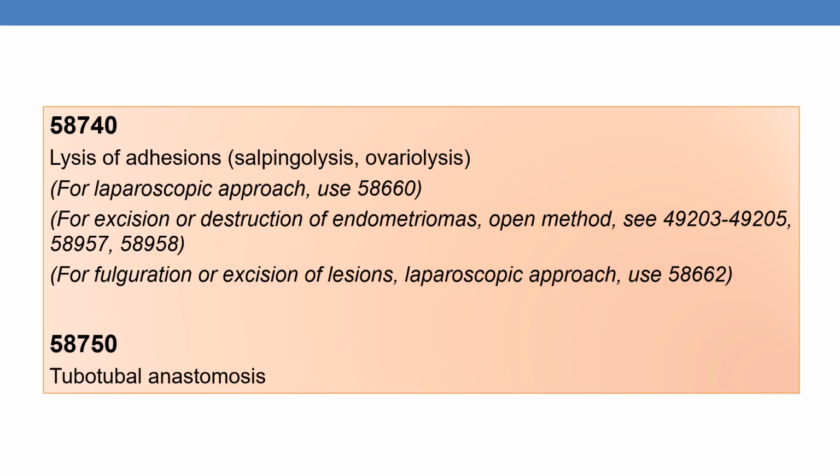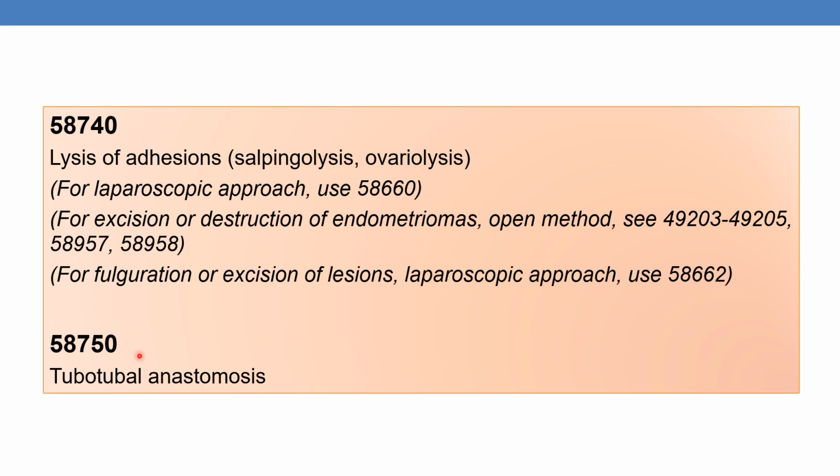Now coming to CPTs for repair. The first one is 58740. Lysis of adhesions. For lysis of adhesions, the reportable CPT is 58740. And whenever lysis of adhesions is performed with laparoscopic approach, the CPT is 58660. And for excision or disjunction of endometriomas open method, we need to refer 49203 and 49205, and also 58957 and 58958. And for fulguration or excision of lesions, laparoscopic approach, the CPT is 58662.